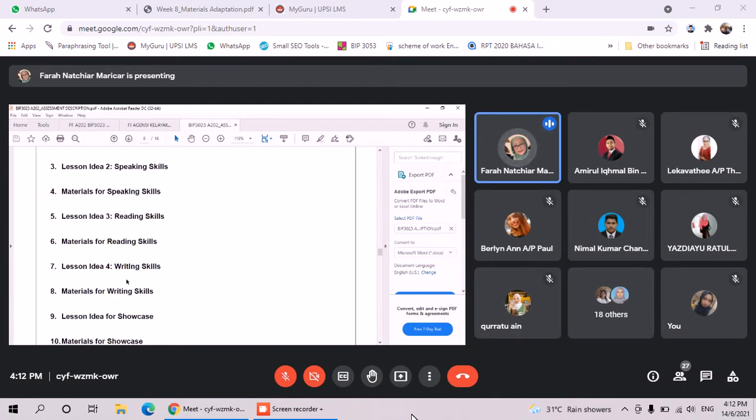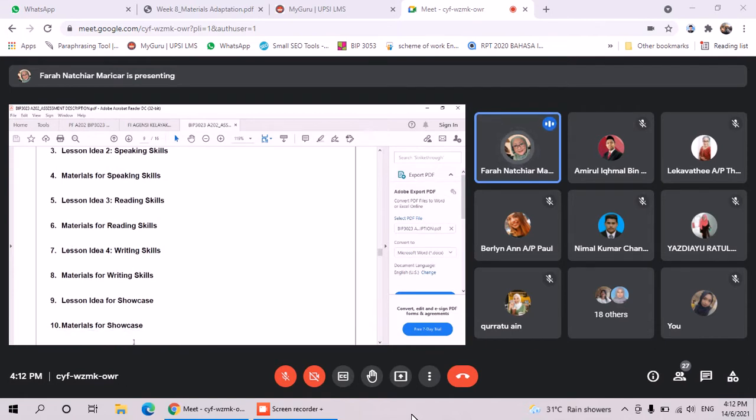So let's say you say, okay, writing skills, I think we will do some amendments. From lesson idea 4, I think we're going to develop a few things. We're going to improve our materials. Now this lesson idea and materials will be your showcase ones. When you say you improve, it doesn't mean that you have to overhaul the material.